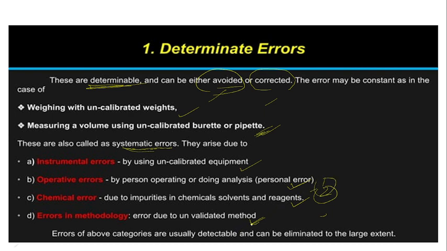Errors of the above categories are usually detectable and can be eliminated to a large extent. These are kinds of errors which we can easily identify, and that is why they are called determinate errors.